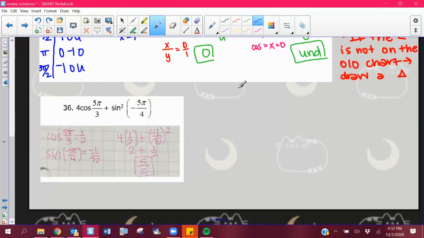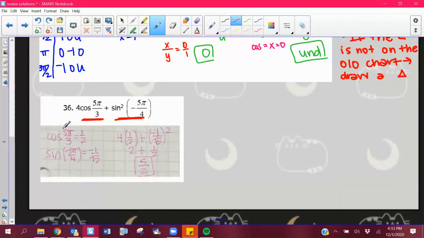And then we have problems like this, where they're going to ask you to take your exact values and manipulate them into algebraic equations. Again, the whole point here is that you're looking for this piece. You want to find the cosine of 5 pi over 3, and you want to find the sine of negative 5 pi over 4. So you're going to do those pieces individually, then find what your answer is, and then plug it back in. So don't worry about that 4. Don't worry about that square until you've actually taken those values and figured out what the exact values are.